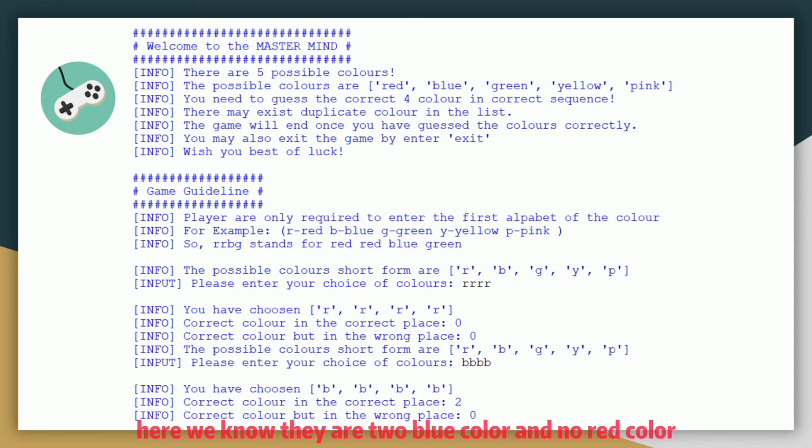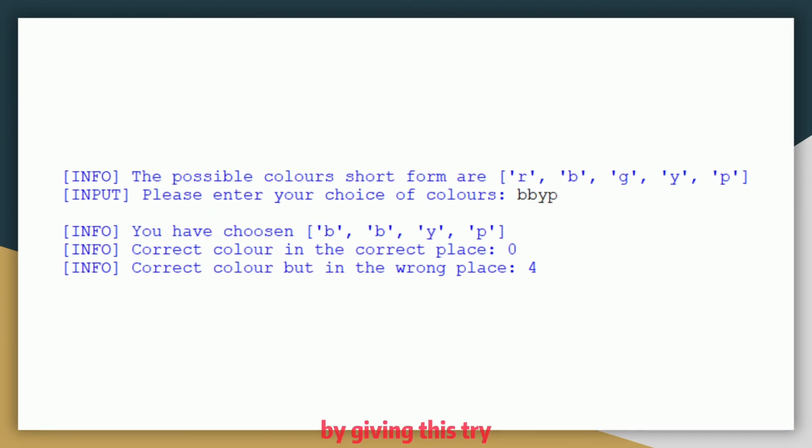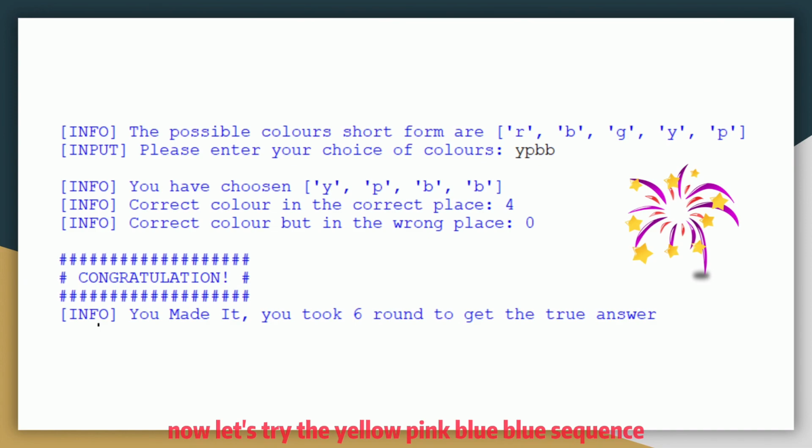Here we know there are 2 blue colors and no red color. Now we know there is a yellow color and no green color. So the correct color list is blue, blue, yellow, and pink. But we still don't know the sequence of them. Here we need some trial and error and logical thinking. By making this try, we know that the third and fourth places are definitely blue. Now let's try the yellow, pink, blue, blue sequence. We made it. We took 6 rounds to get the true answer.